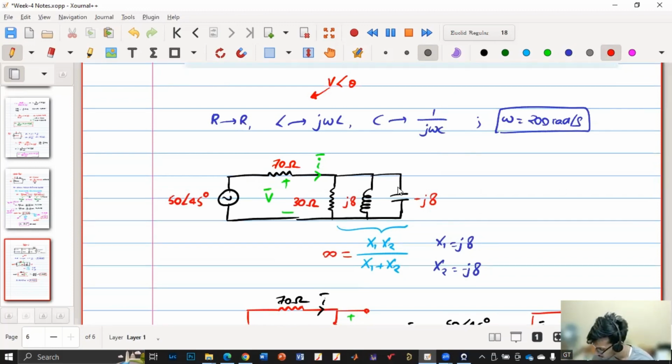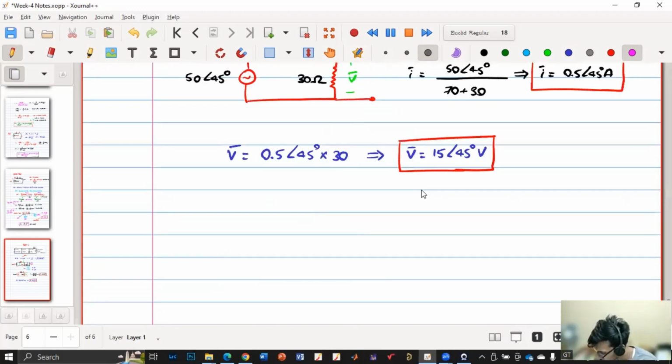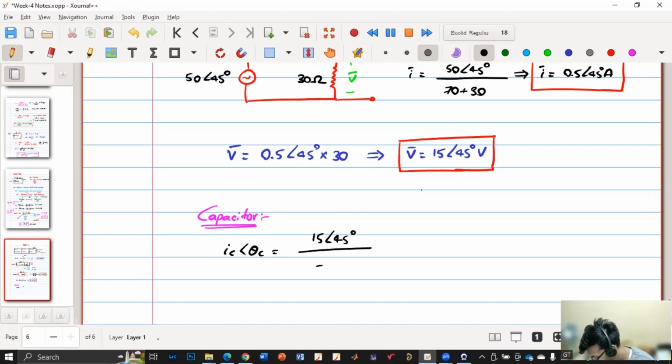So how will I find the current passing through the capacitor, IC angle theta C? I know the voltage. V by XC. Yes, V by XC. So now I'm solving for the capacitor. Capacitor current IC angle theta C is nothing but the voltage 15 angle 45 degrees by the impedance minus J into 8. Can you quickly calculate and tell me the value if you have a calculator?